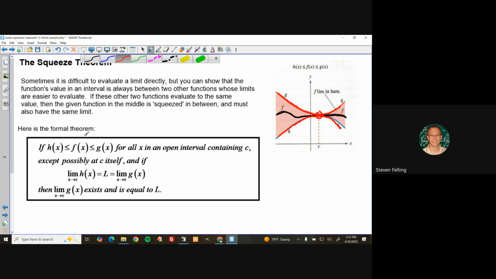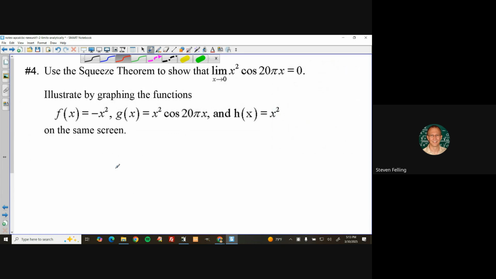Here's the formal theorem. If the target function f of x can be shown to be always greater than a function h of x and less than a function g of x for all x in an open interval containing the target x value c, except possibly at c itself, and if the limit of the lower function is equal to L and the limit of the upper function is equal to that same number L, then the limit of the middle function, I'm sorry, that's a typo here, this should be f. The limit of the middle function f of x exists and is also equal to that L. All right, so that's called the squeeze theorem, or sometimes called the sandwich theorem. Some books call it the sandwich theorem. So let's see how we could possibly use that here.